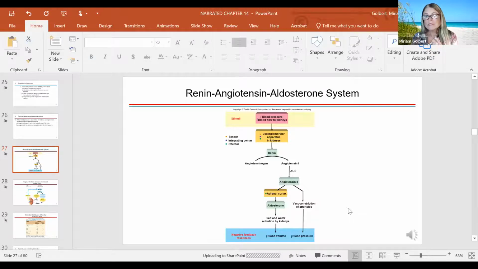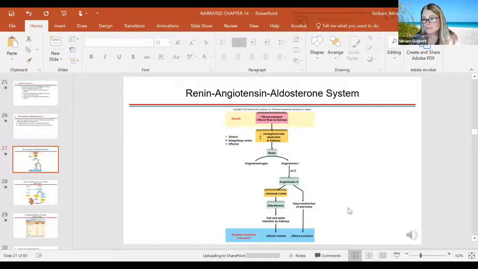Okay? So this is what happens when you have severe dehydration, severe bleeding, major burns, where we affect the blood volume and the blood pressure, so the RAS is put into place. So is this clear?